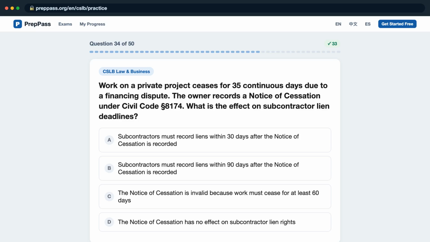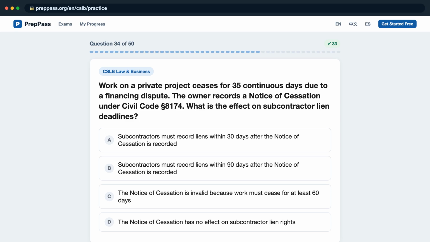Question 34. Work on a private project ceases for 35 continuous days due to a financing dispute. The owner records a notice of cessation under Civil Code Section 8174. What is the effect on subcontractor lien deadlines? Is it A? Subcontractors must record liens within 30 days after the notice of cessation is recorded.